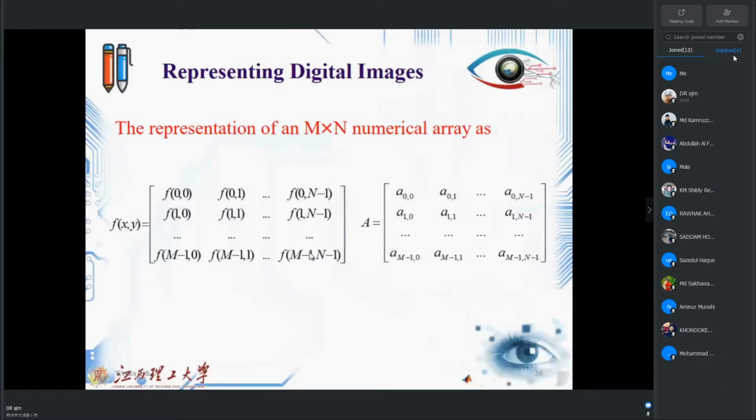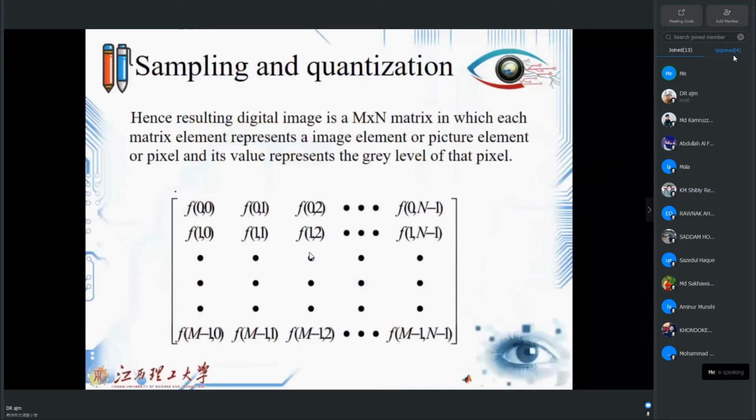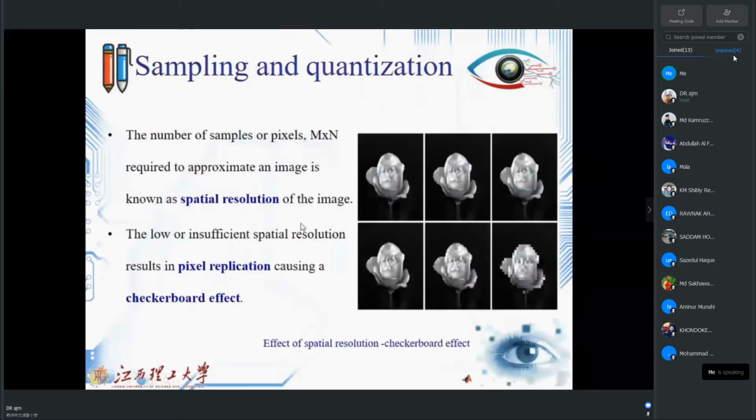Hence, the resulting image can be a matrix of M by N, in which each matrix element represents an image element, or picture element, or pixel, and its value represents the gray level of that pixel. The number of samples or pixels, M multiplied by N, required to approximate an image is what we know as the spatial resolution of the image.